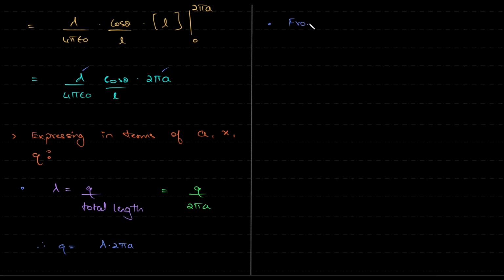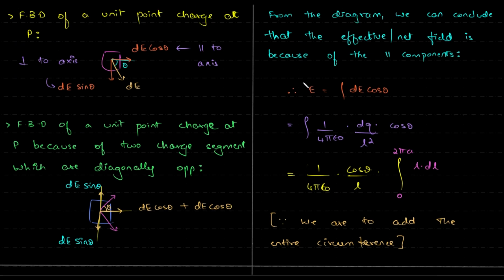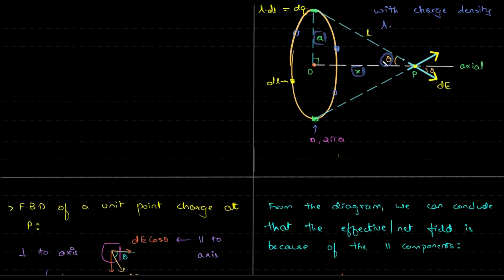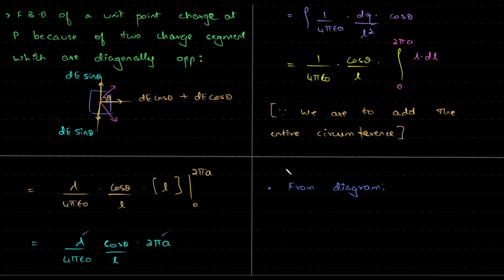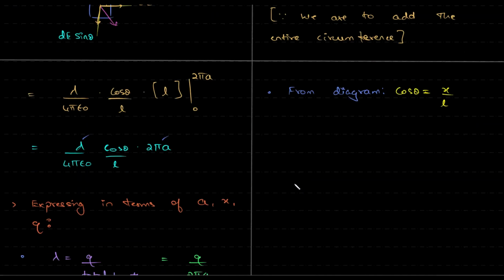So from the diagram, let's go to the diagram. Cos theta is adjacent by hypotenuse, x by L. Cos theta is x by L. So cos theta is taken care of.